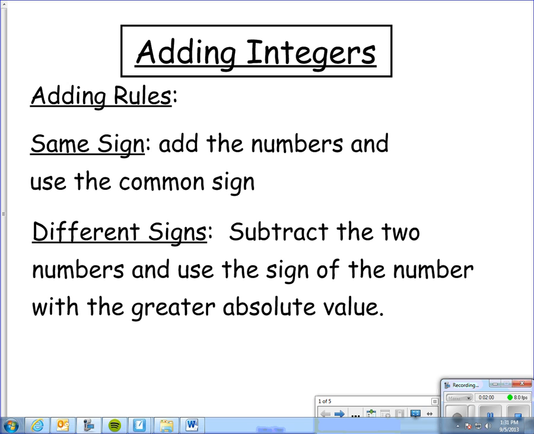So if you have negative 10 and positive 5, since negative 10 has a bigger absolute value, you're going to use the negative sign. Okay, if you need to pause it, go ahead and pause it. Otherwise, I'm going to switch screens and we're going to do some examples.